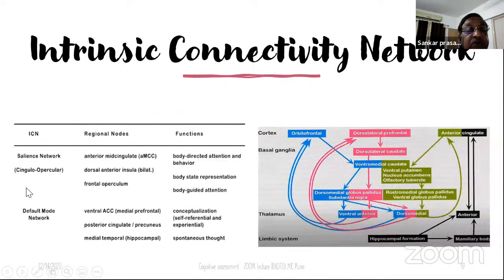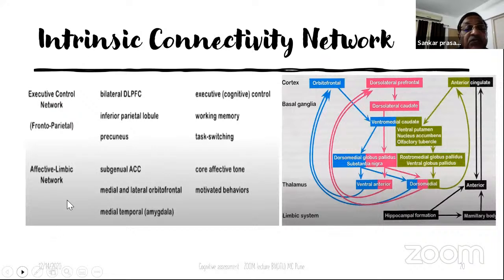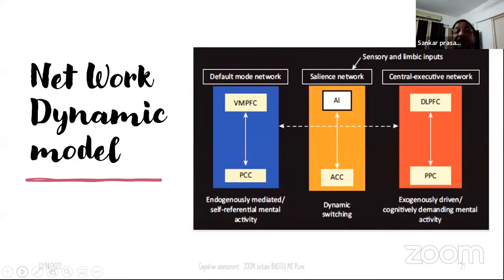This is the salience network and default mode network, which I have already described. I'm just showing separately so that it should stick to your brain that there are intrinsic connectivity networks which you should know. Executive control network, frontoparietal region, and we'll see how to assess the executive control functions as and when we go after completion of this. So there is a dynamic network that's going on in the body.